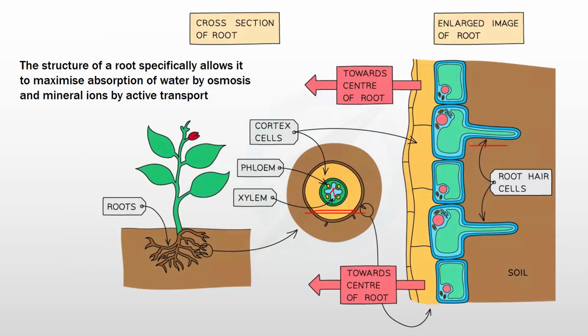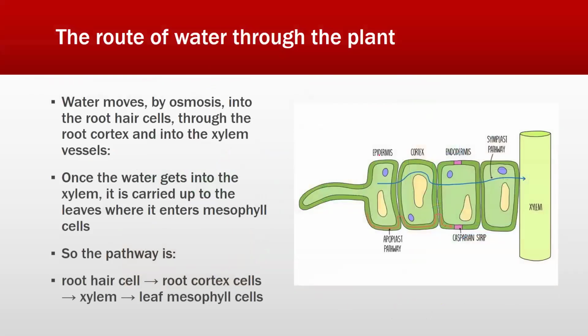You can see the large surface area provided by the root hair cells because the root hairs have actually penetrated into the soil for maximum absorption. So first, if we talk about the soil to root hair cells, water moves by osmosis from a region of higher water potential to a region of lower water potential, through the root cortex and into the xylem vessels.